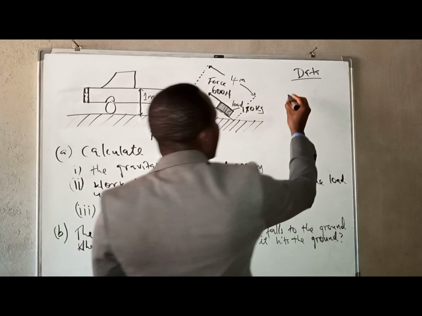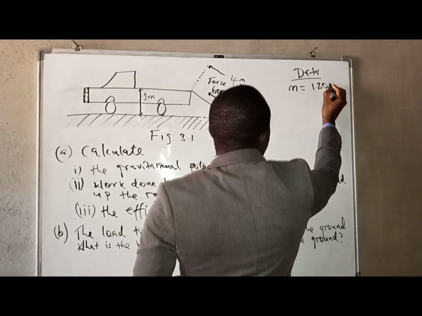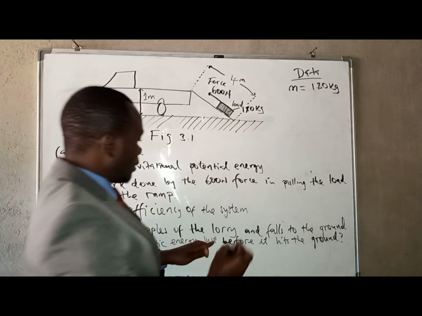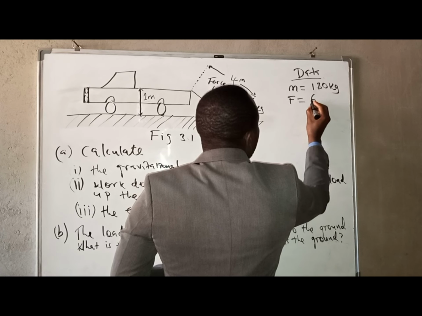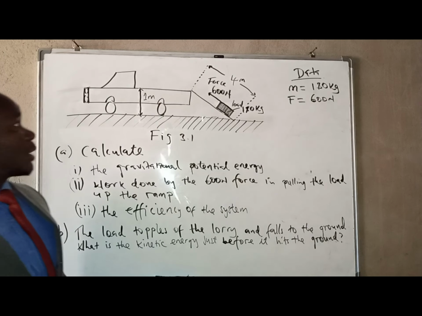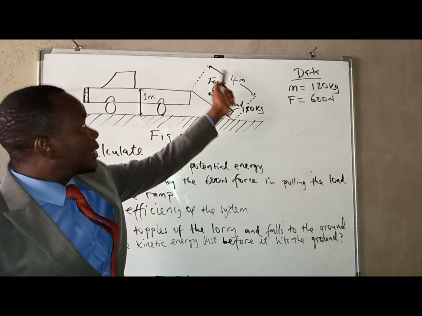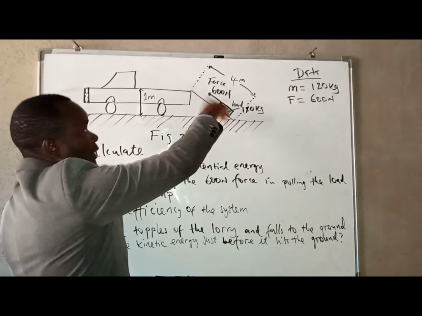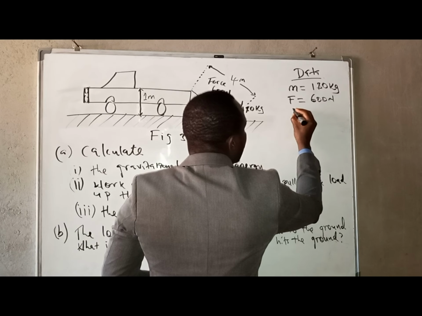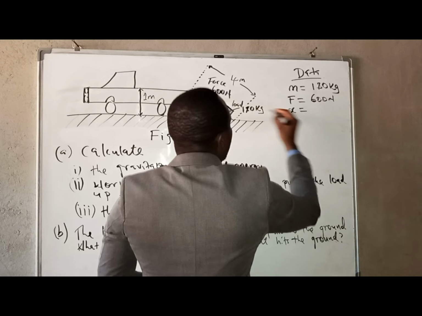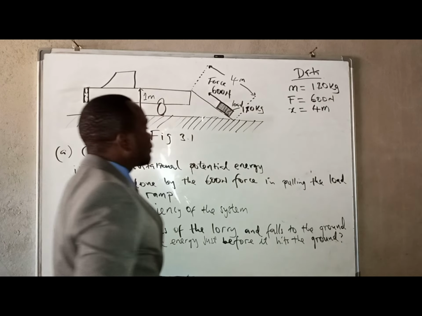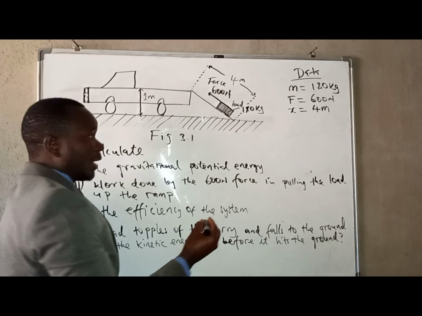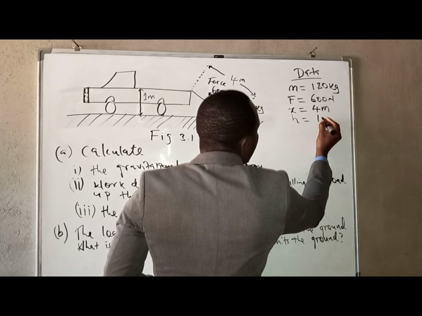We have the mass, 180 kg, which is the load. Then we have the force, which is 600 newtons. What else do we have? We have the distance along the force, 600 newtons, which we'll call X or D: 4 meters. What else? We have the height from this point to this point, which is height H, 1 meter.